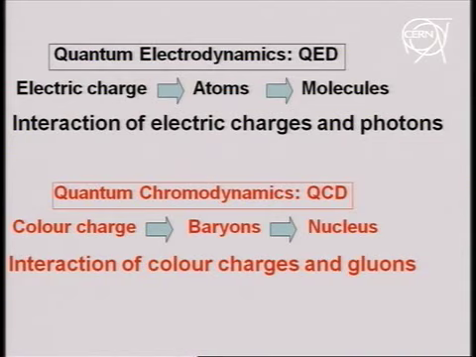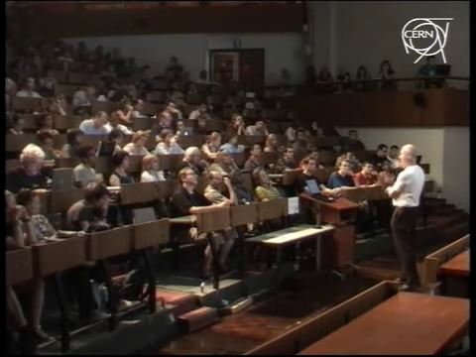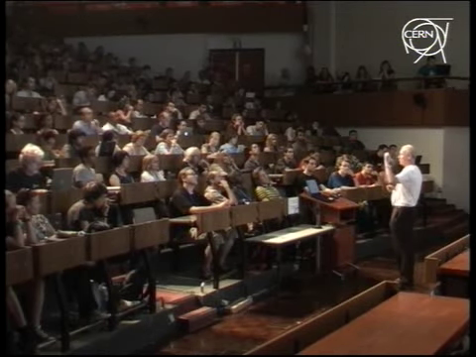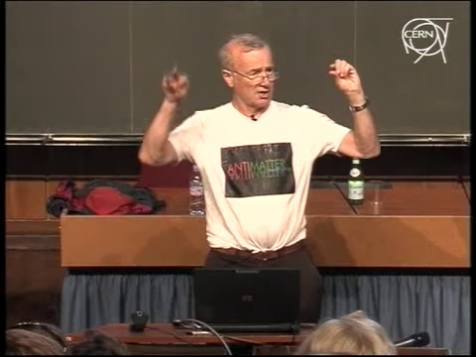Photons are massless, spin-one quantum bundles of electromagnetic radiation. Gluons are massless, spin-one bundles of colour radiation. So the analogy is complete. The only difference is, at this point, there is one variety of electric charge, plus or minus. There are three varieties of colour charge, plus or minus.